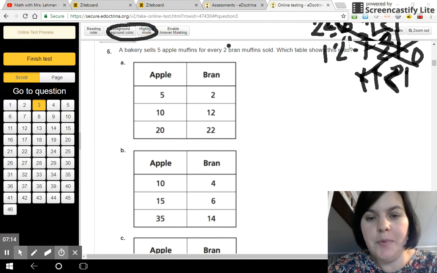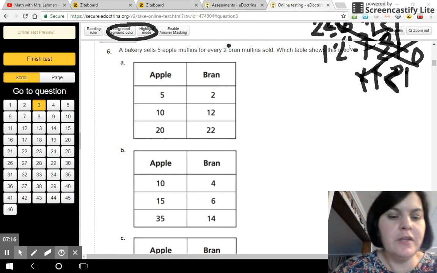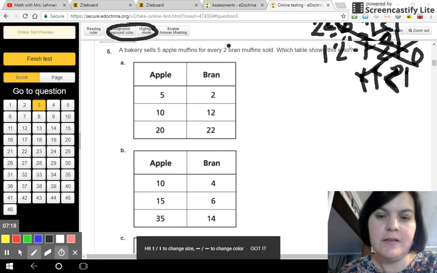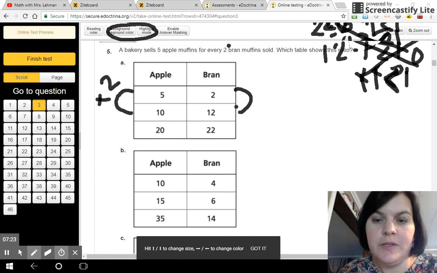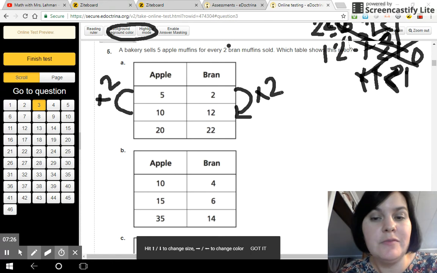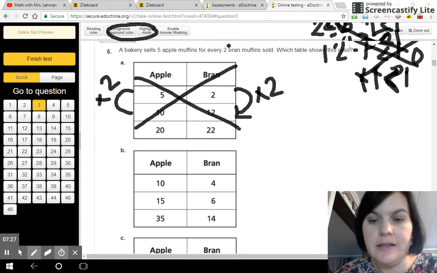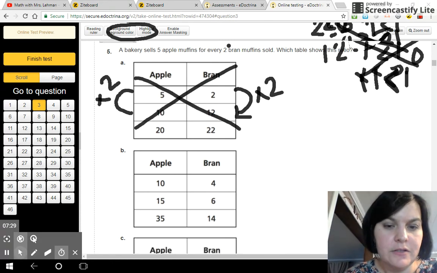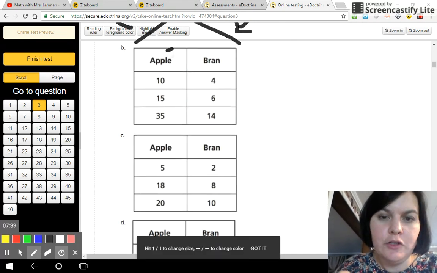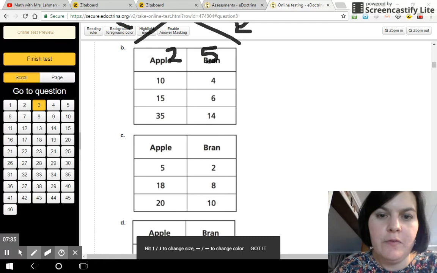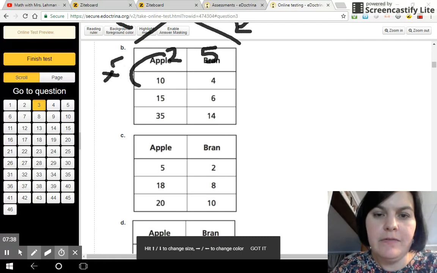So apple 5, bran 2. So it's looking for kids to be able to scale this up correctly. Well, if you double the apple, you would also be doubling the bran. Well, 2 times 2 is not 12, so choice A is not the correct answer. Let's look at choice B. All right, this is supposed to, again, be a 2 to 5 ratio. Well, if you multiply 2 times 5, yeah, that gives you 10.